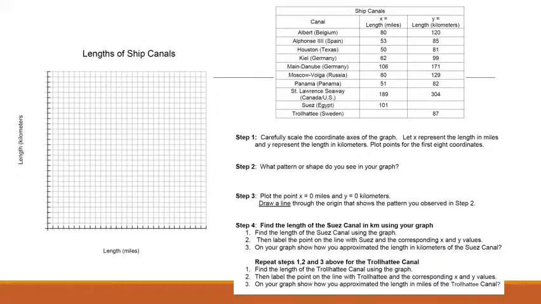The beginning of the investigation focuses on the graph. So I'm going to let you work through steps 1 through 4. You're going to begin with setting up your graph. So for example, scaling the axes of the graph, plotting the points for the first 8 coordinates, which you'll find here on the table, thinking about what pattern or shape you see in the graph, plotting a point at 0, 0, so 0 miles, 0 kilometers, and connecting that to the shape that you've noticed. And then step 4, finding those missing values based on the pattern that you've noticed in your graph.